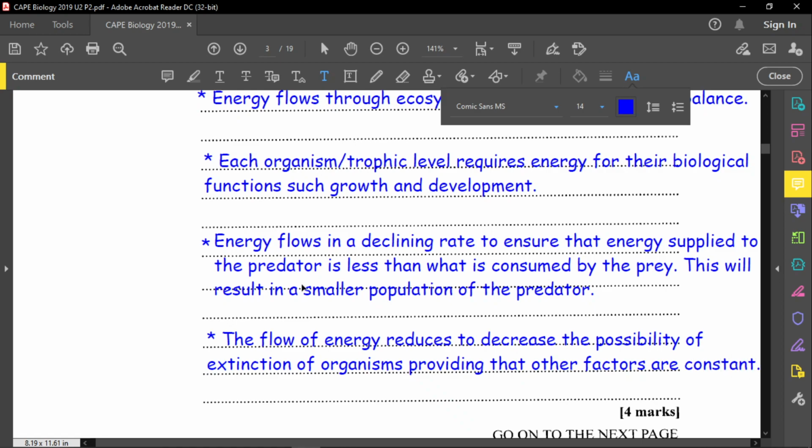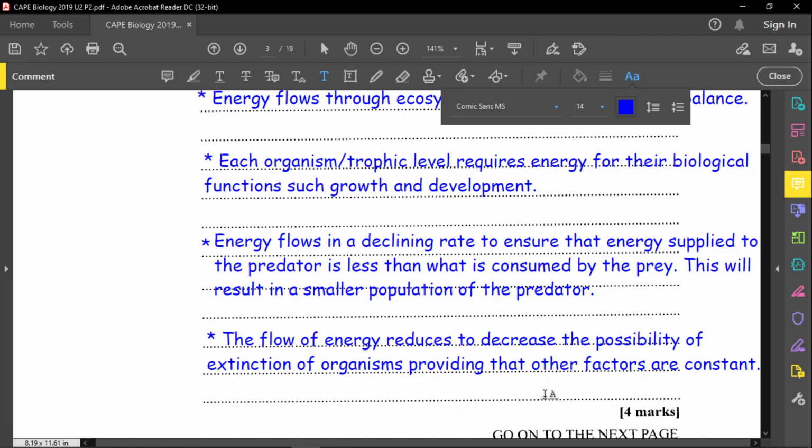All right, now I'm stating this way, that the flow of energy decreases to decrease the possibility of extinction of organisms, providing that other factors are constant. So if you think about it in this way, if the predators are consuming more energy than the prey, then the population of predators will be larger.